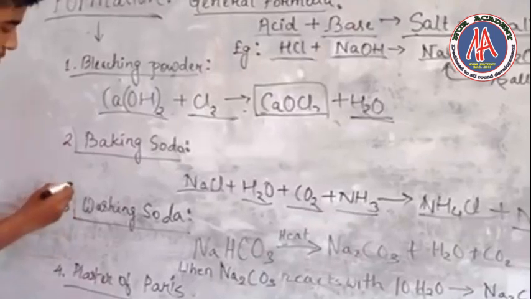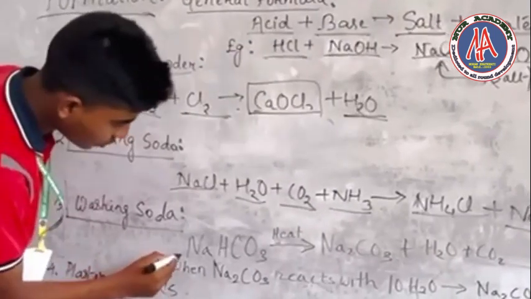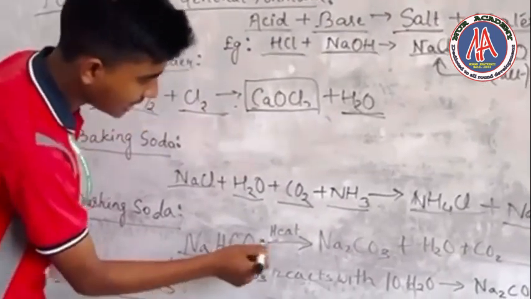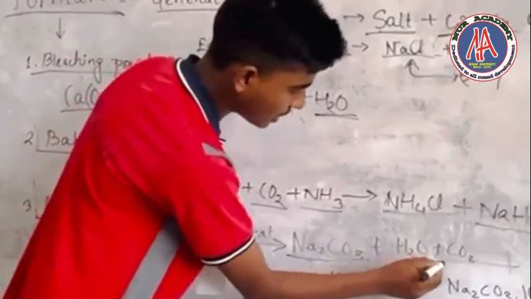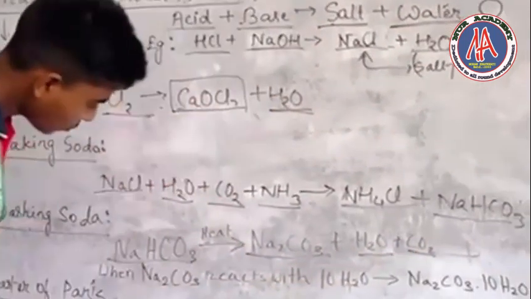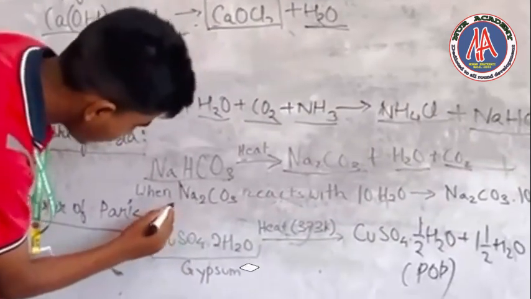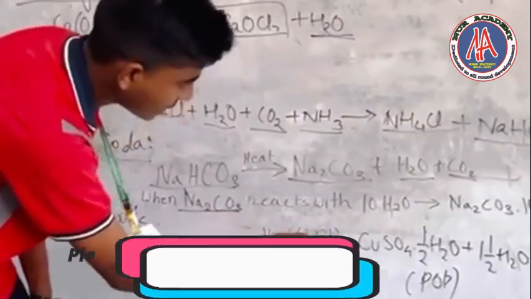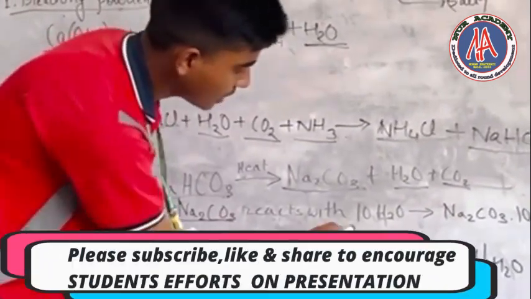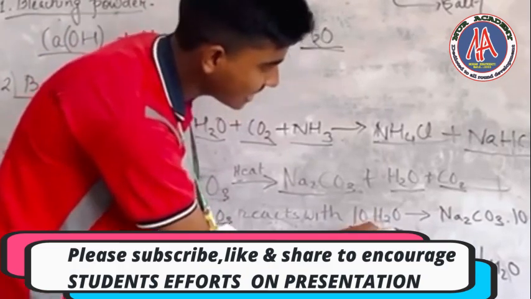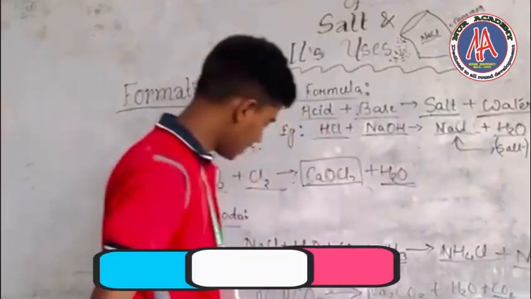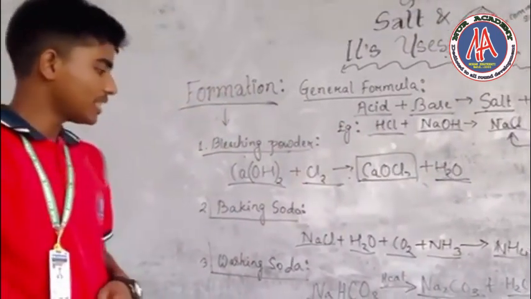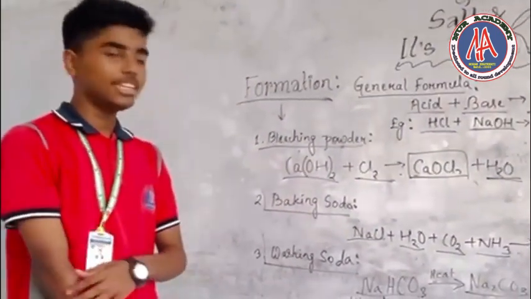Next is washing soda. Sodium hydrogen carbonate, when heated, gives rise to sodium carbonate plus water plus carbon dioxide. When sodium carbonate reacts with 10 molecules of water, it gives rise to sodium carbonate decahydrate, which is washing soda. Washing soda is used in the washing of clothes.